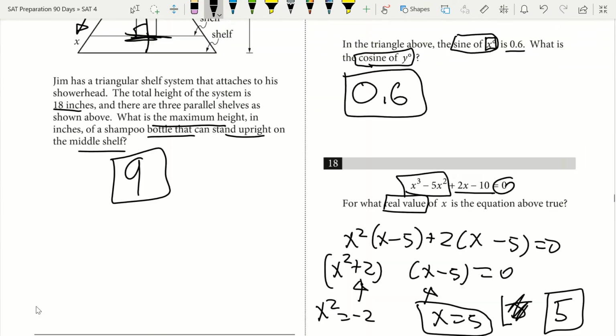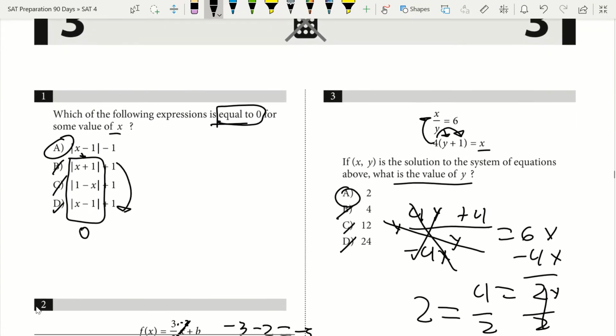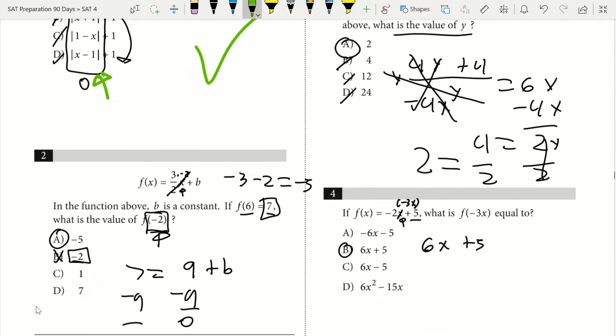Okay, so at that point I've gone through, I've made sure that everything in my answer sheet matches what's in my test booklet. Now I go through and I check my work on all my problems. I'll put it in green so you can see it's me checking my work. Okay, I'm asked which of the following is equal to 0 for some value of x. Okay, I see all A through C are absolute value, which means the minimum is 0. They all have plus 1, so the minimum is going to be 1, so the answer has got to be A. That's checked.